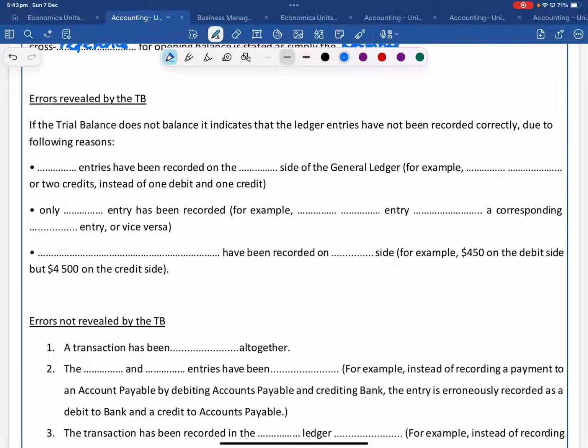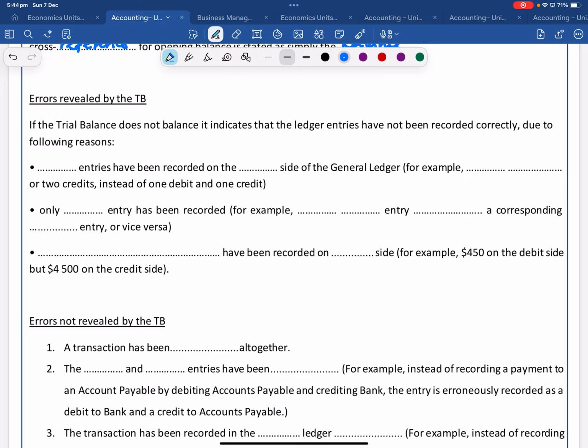Then there's another one called errors of commission. Not like the commissions paid, not the commission money. Like we have swapped the ledger accounts. So instead of debiting, let's say we paid wages, but we have recorded it in the electricity. Still the trial balance balances? Yes. And like that, there are errors, okay?